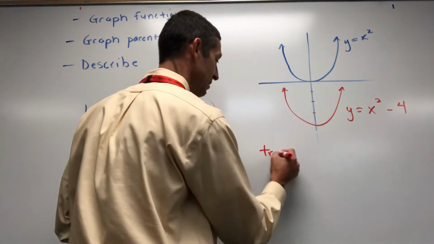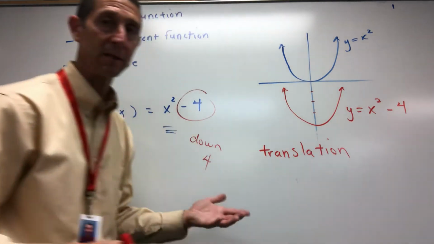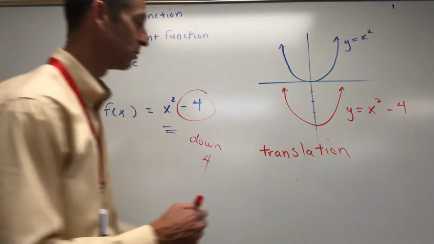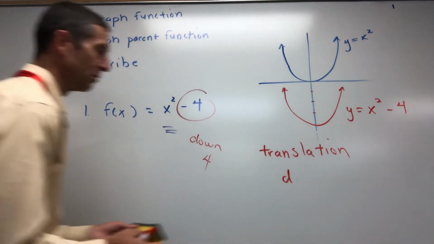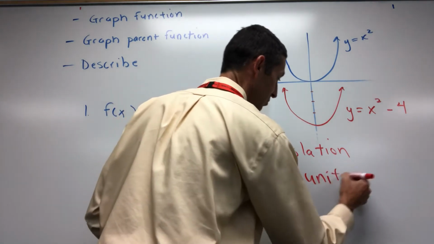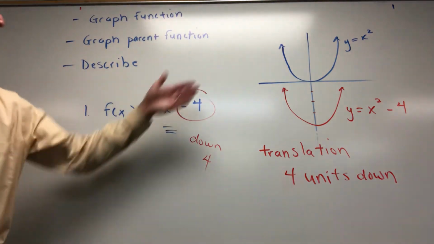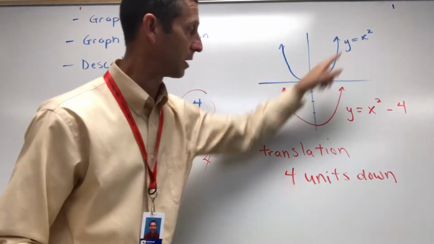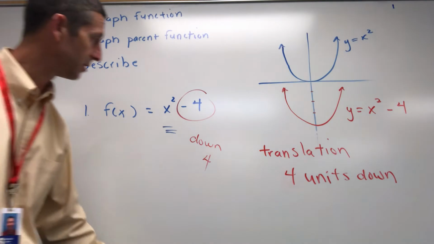So this is a translation. And then you just have to say where you went. Did you go up, down, left, right, how many units? So we went down 4 units. So translation, I usually put the 4 first. So 4 units down. So 3 things for each problem. Get your graph, get your other graph, make sure you've got them labeled, and then you just describe what just happened.